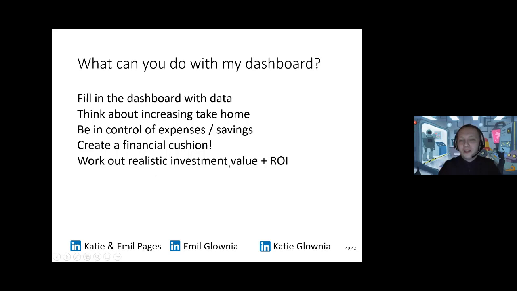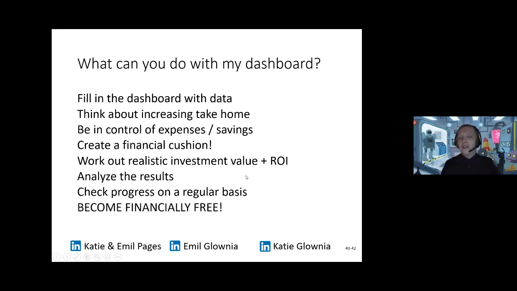Work out a realistic investment value that you want to invest, and the return on investment. Analyze the results. That's what you do. Power BI, obviously, is for analysis. You can do it for your own life. Check progress on a regular basis and become financially free. So essentially, it's the same thing as in a business that runs a BI project, a Power BI project for decision makers. It's just for us in personal life if you wish to use it.